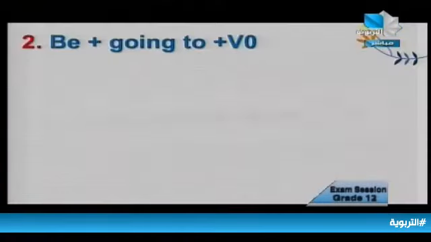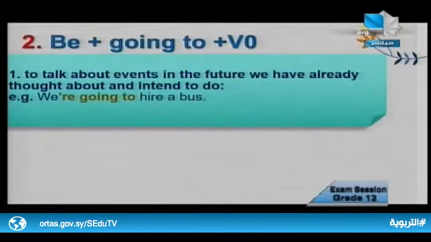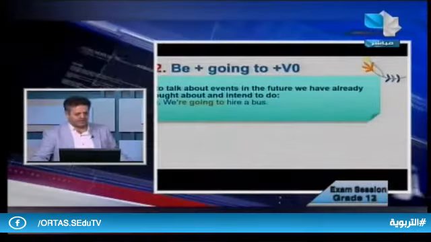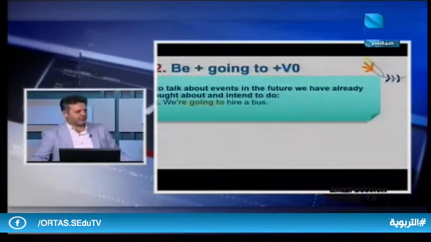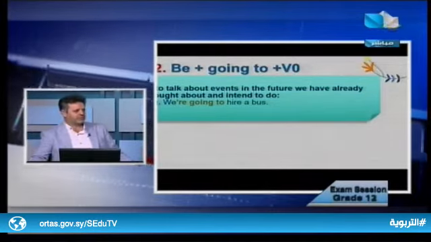Now, Mr. Mazen, the second form, please. The second form is subject plus be (am, is, are) plus going to plus the base form of the verb. For example, I'm going to study, it's going to rain. We use this form to talk about events in the future we have already thought about and intend to do. It is a decision I have made before I speak. Yes, a plan. We are going to hire a bus. Or an intention.